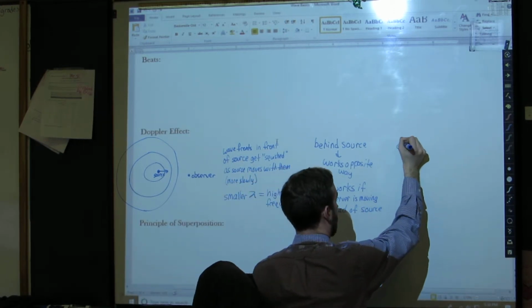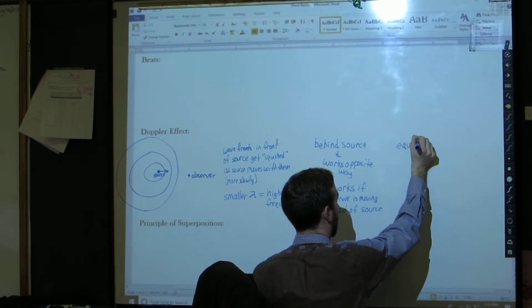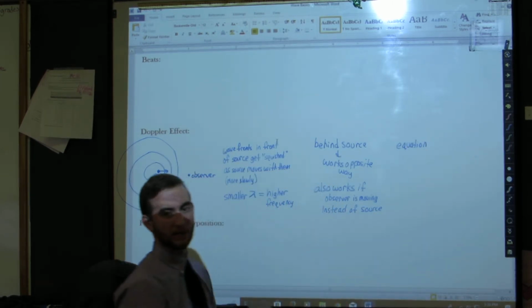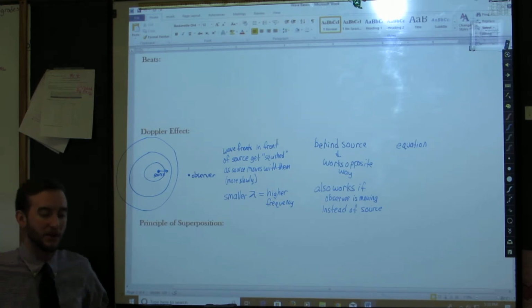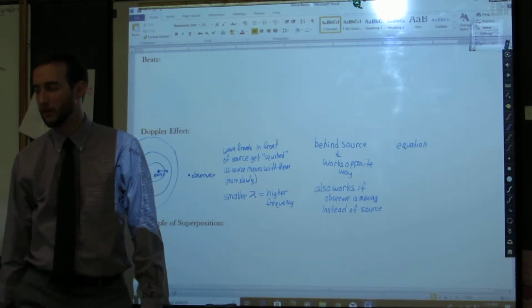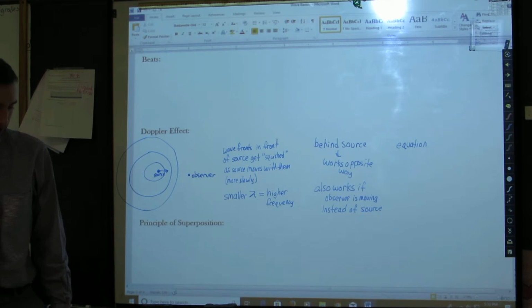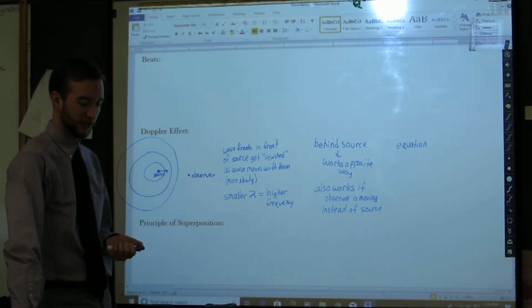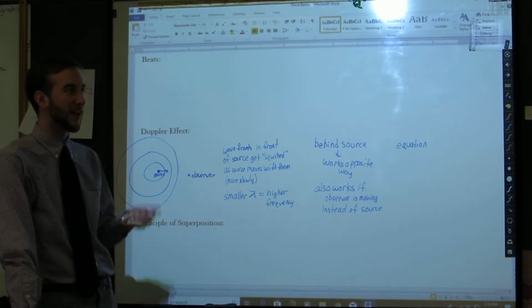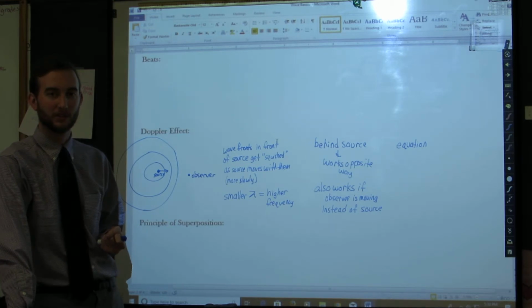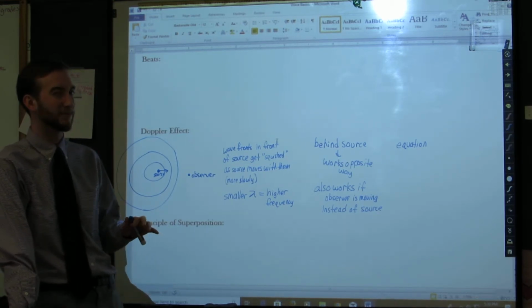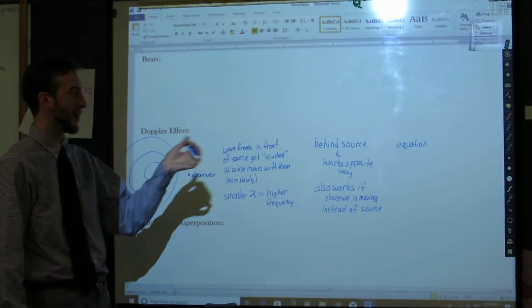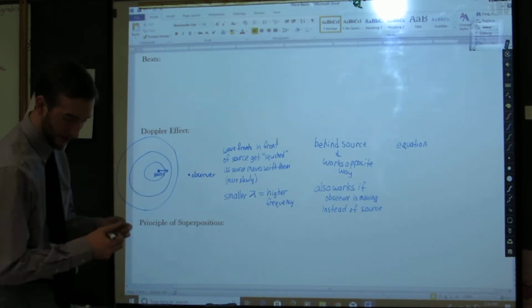Now, believe it or not, this is not really something that I am going to be very concerned with. There is an equation that describes the frequency that you hear in the Doppler effect. It is not an equation you need to know for the test, I don't think. It's good to know, and there is one homework question that is pretty much impossible to answer unless you have this equation, so that's why I'm giving it to you.